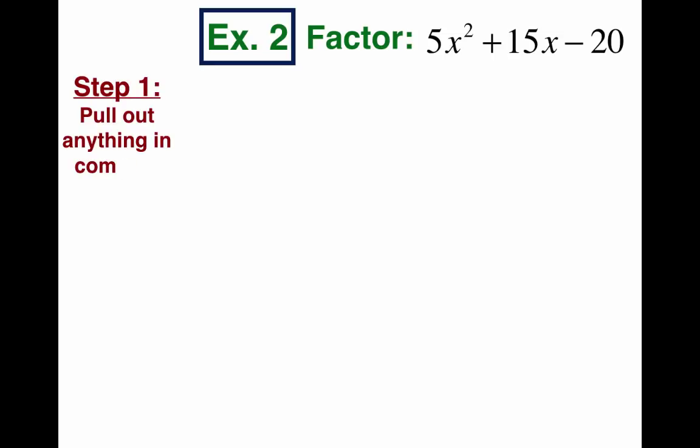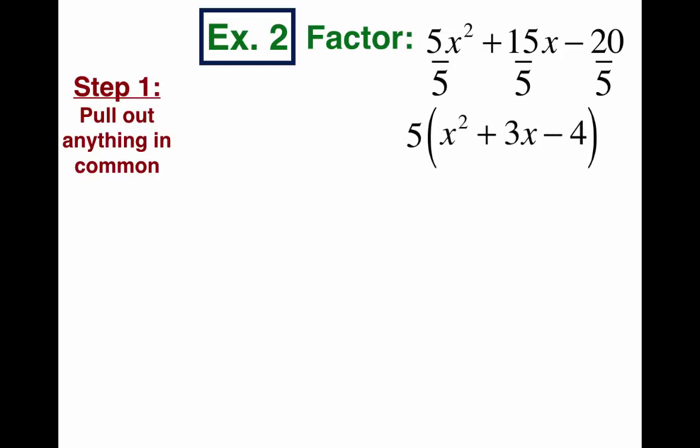Step 1 is to pull out anything in common if possible. It's not always possible, but this one is. What can we divide out of this problem? We can divide by 5. We're going to divide by 5 on each of these, which means we're going to have a 5 in front of a parenthesis. And what's left over? Well, we're going to have an x squared, a 3x, and a minus 4. 15 divided by 5 is 3. 20 divided by 5 is 4. So we just got to simplify this down.